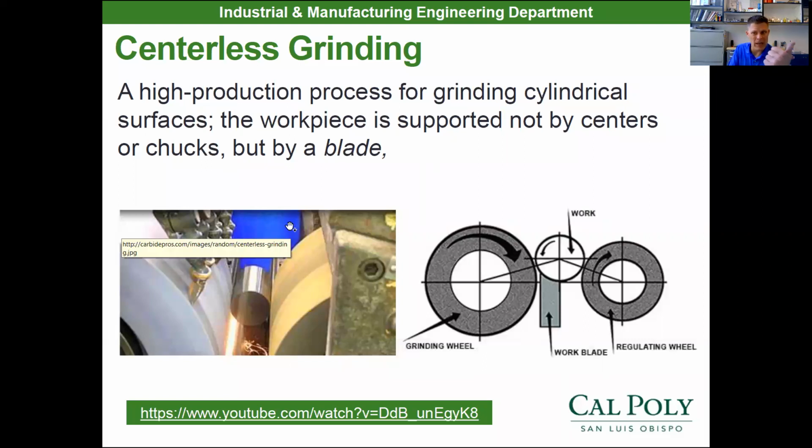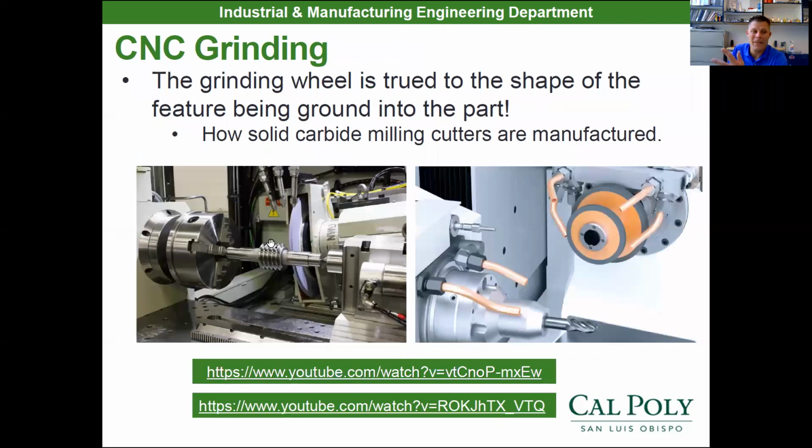So we have surface grinding, cylindrical grinding, centerless grinding, and the best of all, CNC grinding. Now in CNC grinding, this is how all of our taps are manufactured. In order to cut a tap, you've got to cut hardened material. So they cut the flutes in the tap using a grinding wheel and the CNC grinder to get the actual helix up the tap. They also cut broaches this way.